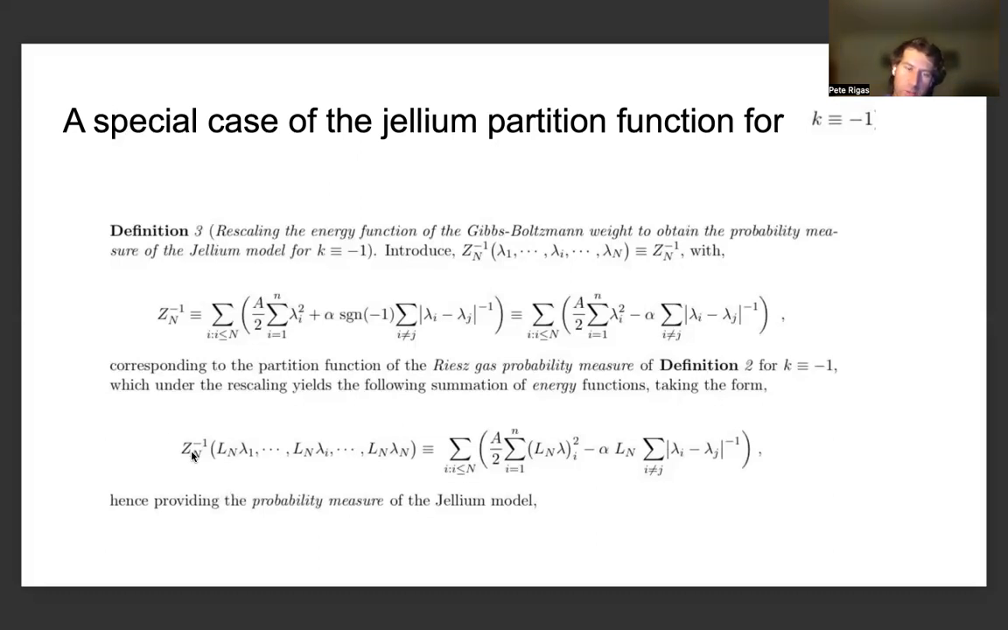And the partition function for k equal to -1 satisfies this equality, in which one can introduce a factor lambda, or L of big N, as a prefactor to each one of the lambda i's, which ends up making a contribution to the position of the eigenvalue i squared. So there's a lambda N squared, as well as a lambda N contribution, which appears in the absolute value in the reciprocal, the absolute value difference between the eigenvalues lambda i and lambda j.